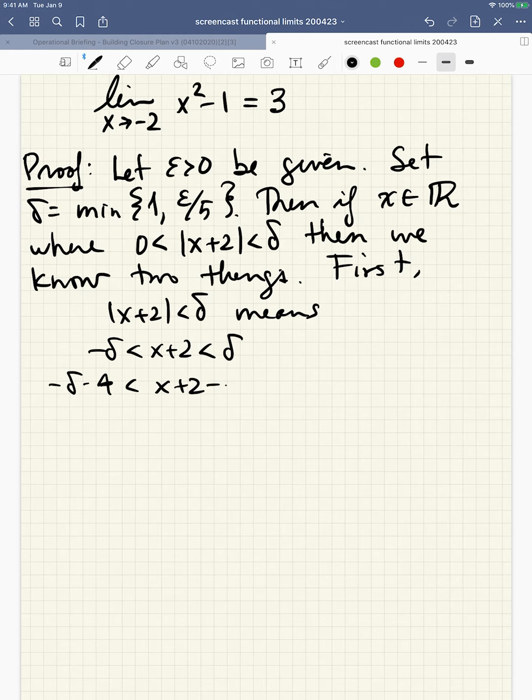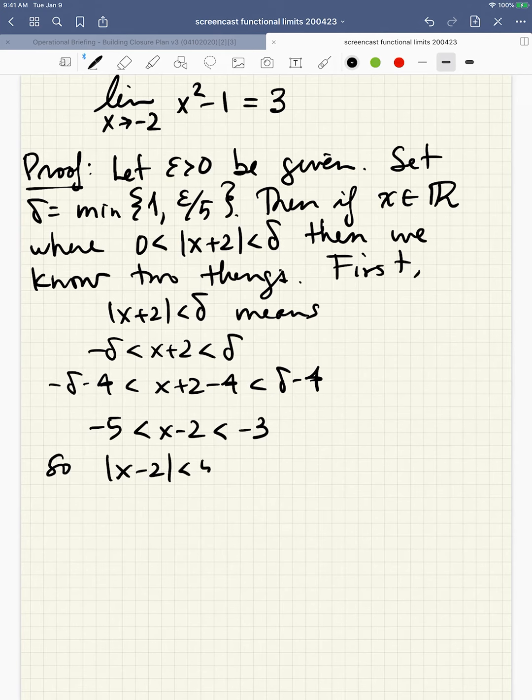Subtract 4 from everything. We get that, and so minus 5 is less than x minus 2 is less than minus 3. So absolute value of x minus 2 is less than 5.